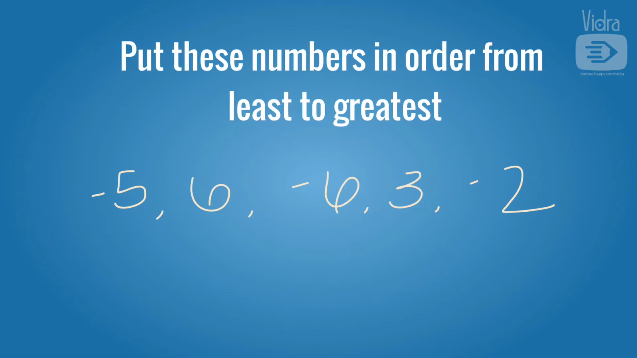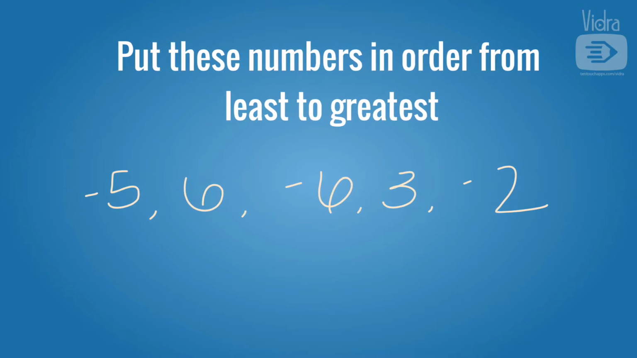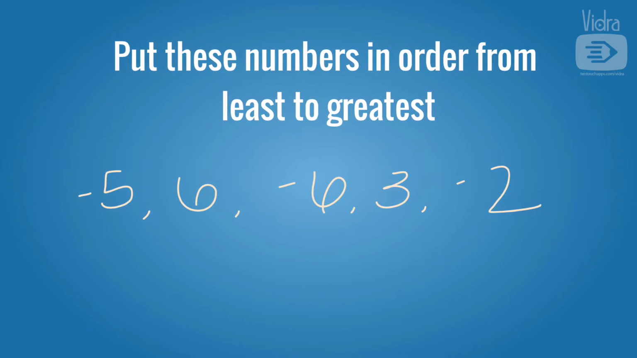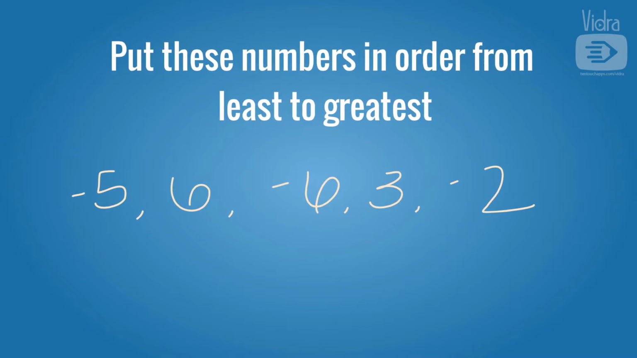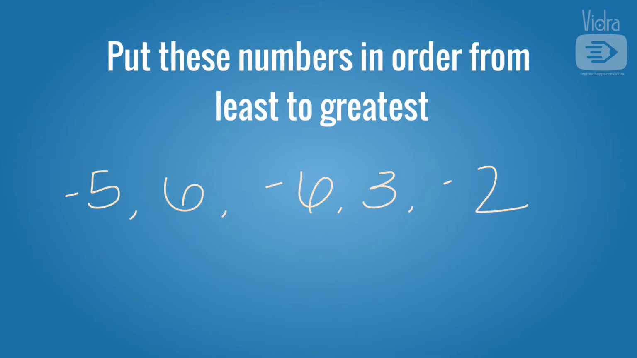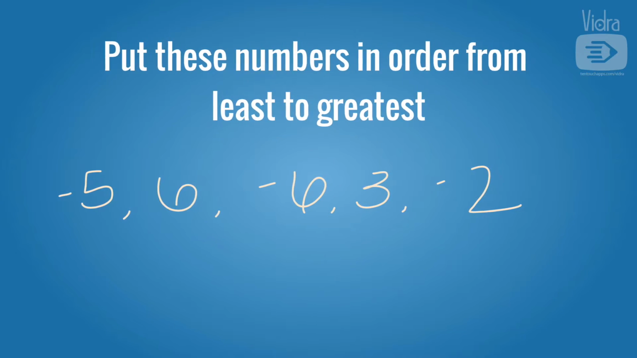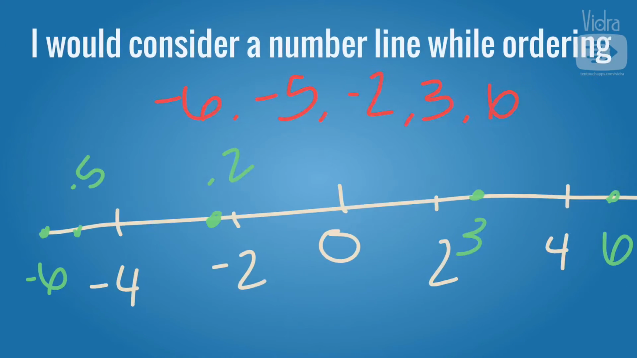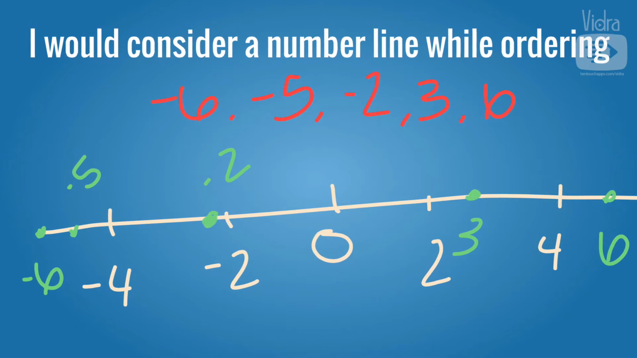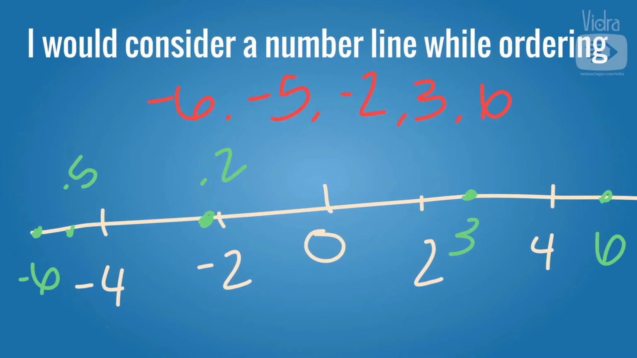So first, let's practice by putting these numbers in order from least to greatest. It's really important also that you look at which order you're going in. A lot of students will mistake the order, and that can cause them to get the problem wrong. When determining the order for these numbers, I would put them on the number line.